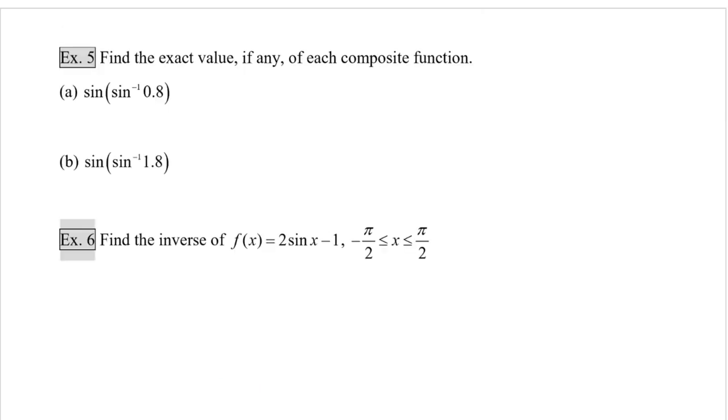Example 5. Find the exact value, if any, of each composite function. So now we want to find the sine of the inverse sine of 0.8. So basically right here, we are trying to find the angle whose sine is 0.8, and then we want to find the sine of that angle. Because sine has a range between -1 and 1 and 0.8 is in that range, the answer is 0.8. But for part B, the sine of the inverse sine of 1.8, they're asking us to find an angle that has a sine equal to 1.8. Well, it's impossible for an angle to have a sine that is not between -1 and 1. So this one does not exist.